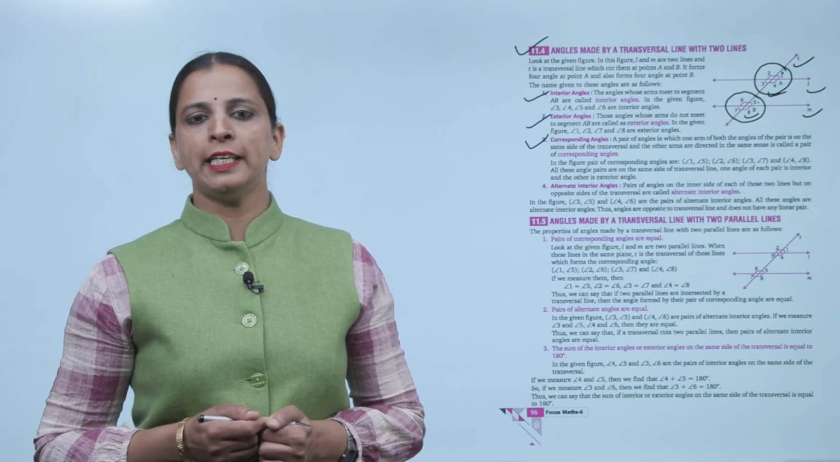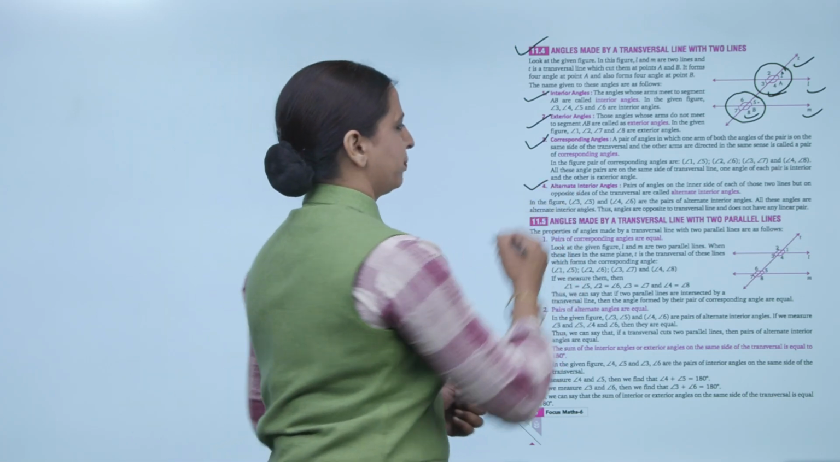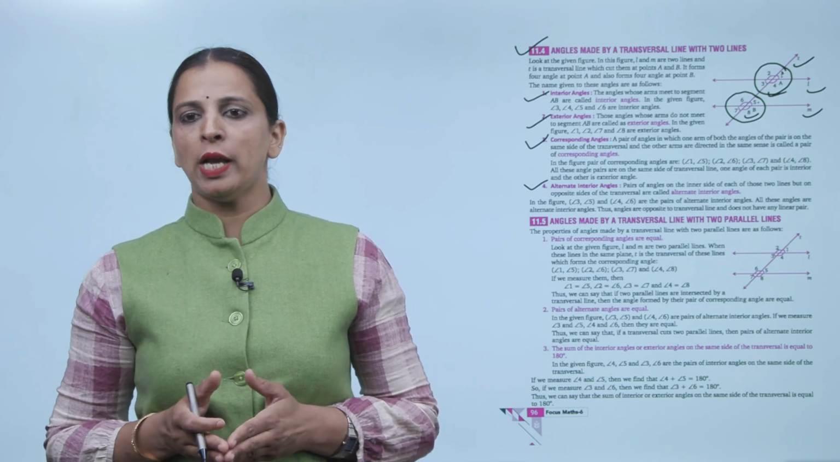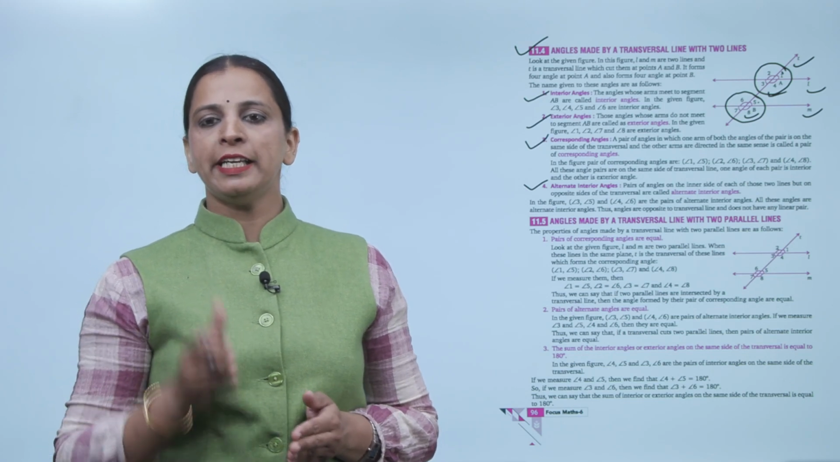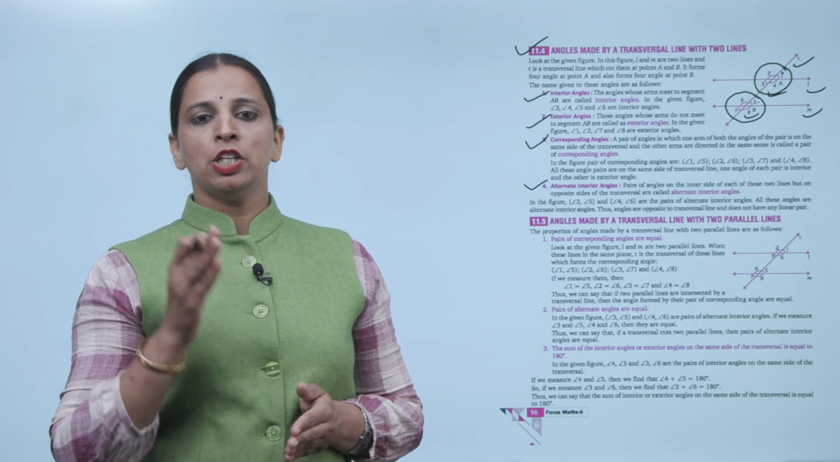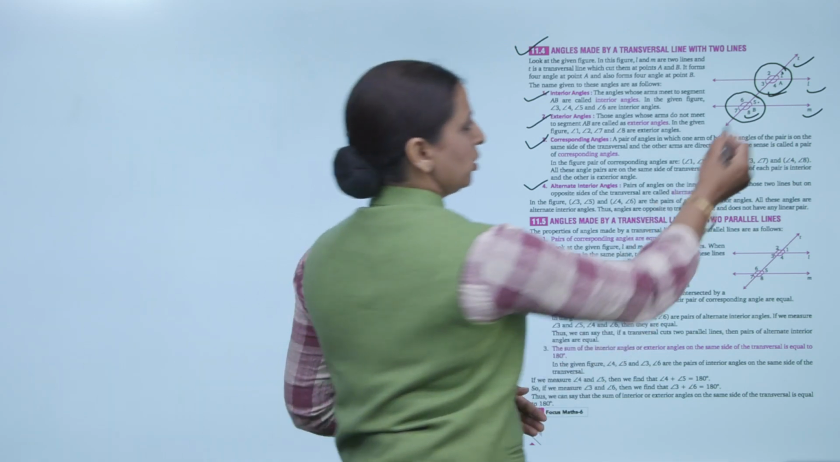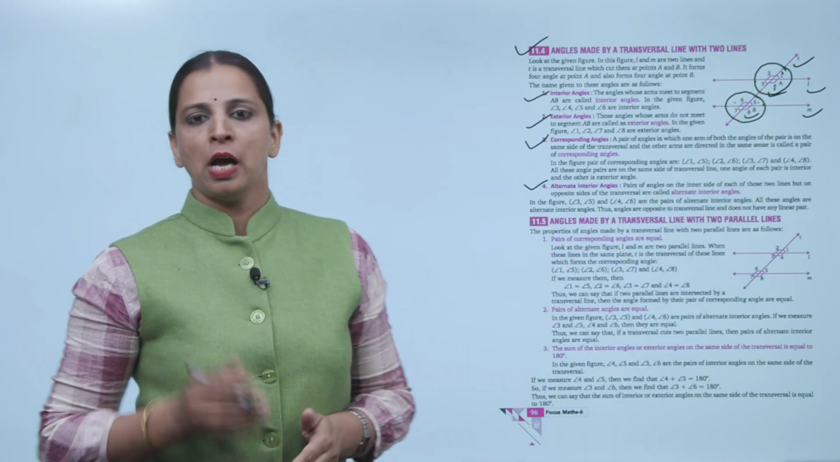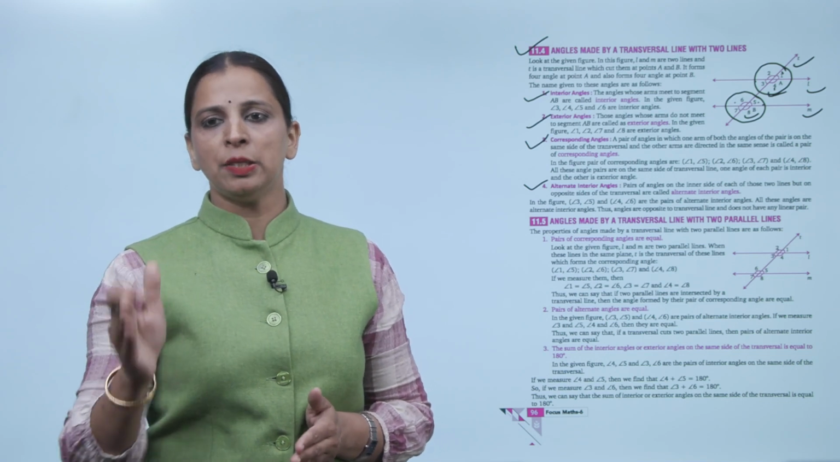Now fourth is alternate interior angles. Pairs of angles on the inner side of each of those two lines but on opposite sides of the transversal are called alternate interior angles. In the figure, 3 and 5, 4 and 6. इंटीरियर में है लेकिन अपोजिट साइड. These are the pairs of alternate interior angles. Thus, these angles are on opposite sides of the transversal line and do not form any linear pair.